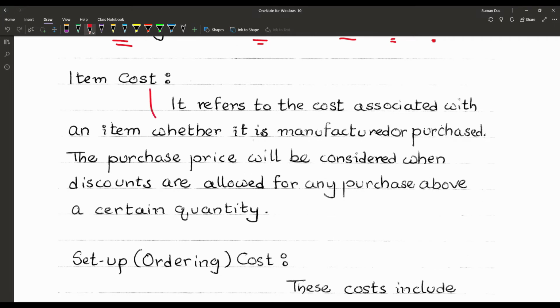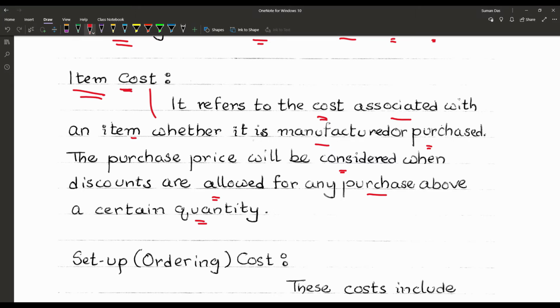The item cost refers to the cost associated with an item, whether it is manufactured or purchased. The purchase price will be considered when discounts are allowed for any purchase above a certain quantity. That means when any production company is producing some material or goods, the raw materials they are using, particularly those are connected with the item cost. Whatever the raw material or the particular things to make the product, that is connected with the item cost.